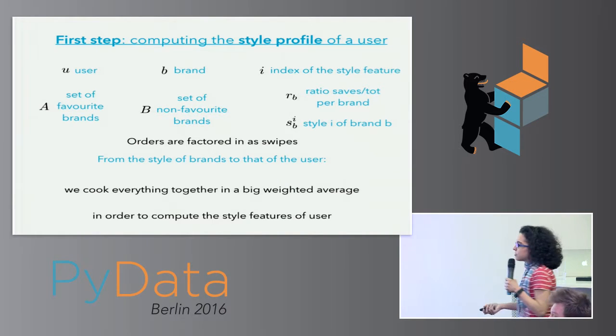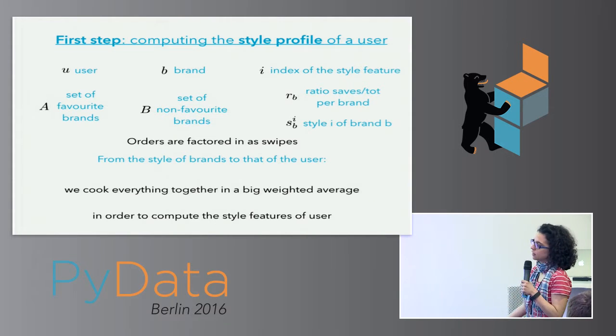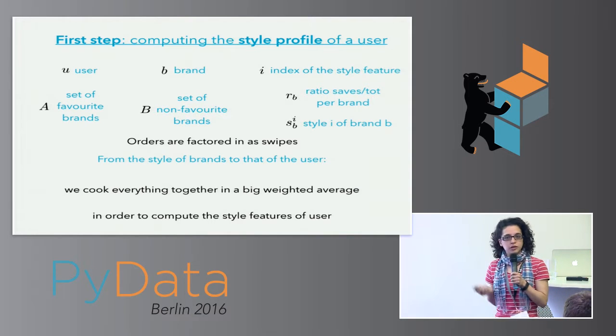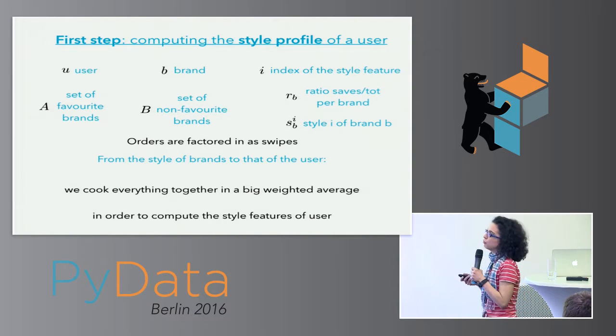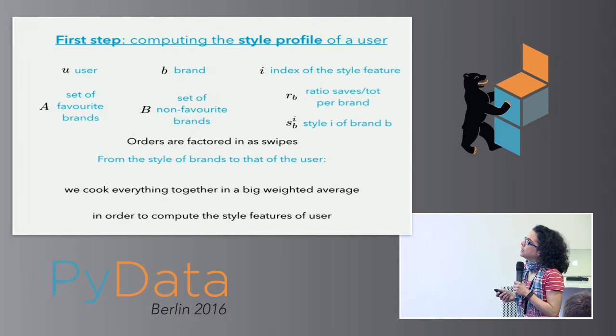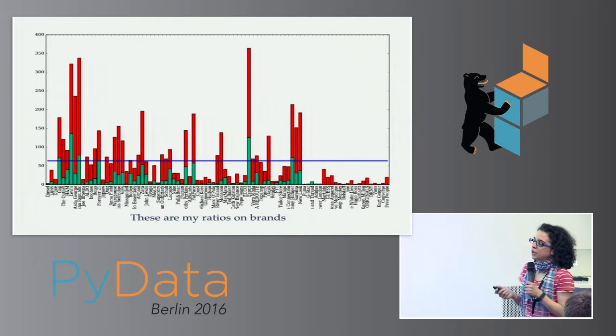And then we pass from the style profile of brand B to the style profile of the person who has swiped in the app by cooking everything together in a big weighted average, which I couldn't write here because it was too long, but I can give you the details. The idea then for doing this is to come up with the first feature to feed the model with.